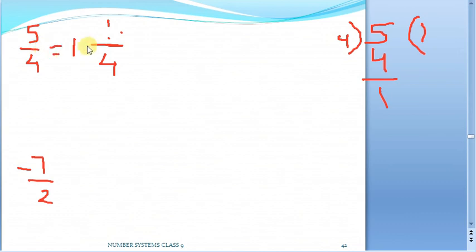So we wrote it in the mixed form. Can I write the same as 1 plus 1 by 4? Why? Because already 1 is there, so extra we have 1/4. That is how we need to proceed in case our number is in improper form.